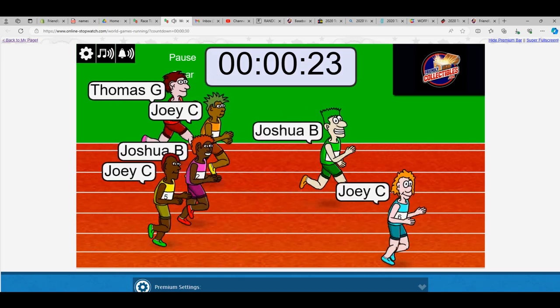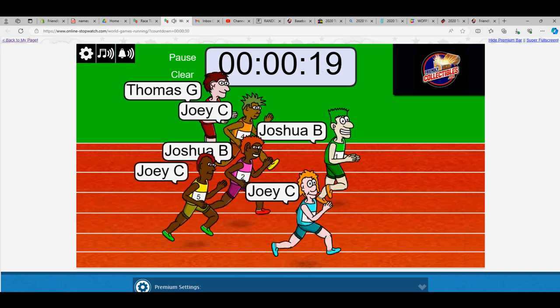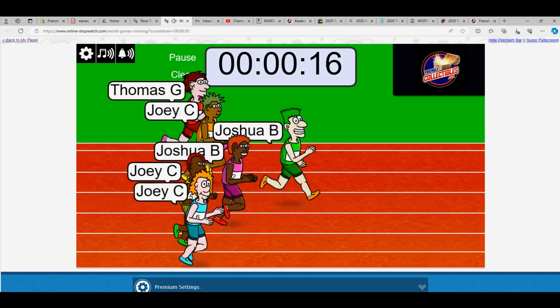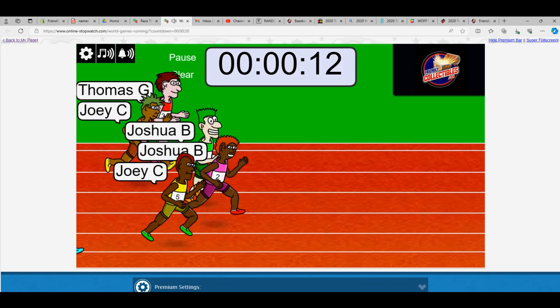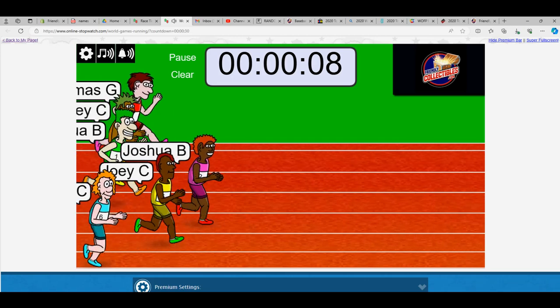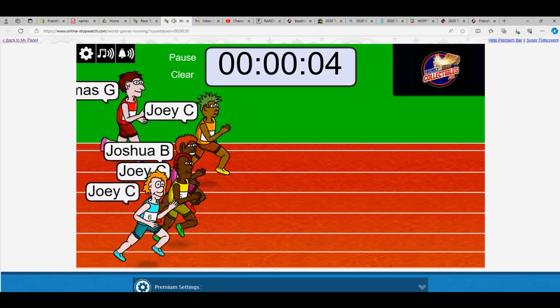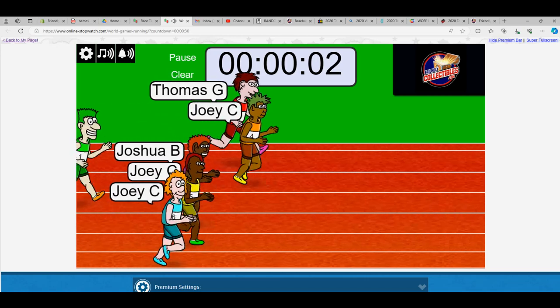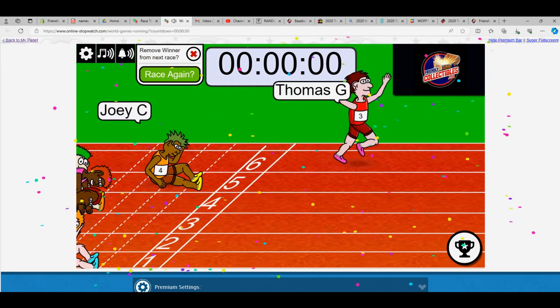First and second place both going to get a spot in the case break, first and second. So Joshua B's got a lead. My goodness, look at this. Joey C in the yellow. Okay, Joey C in the orange. Look at this guy, Joey C. And Thomas G at the top. Look at this guy. Thomas G is going to take this thing.